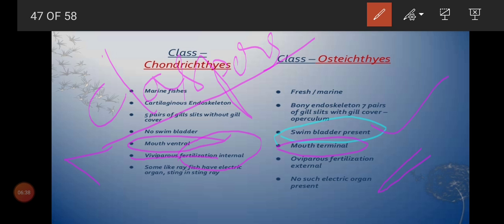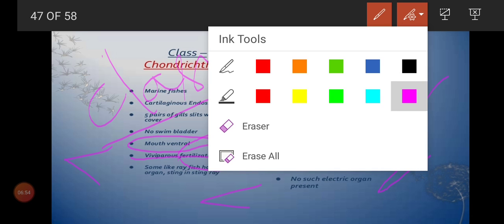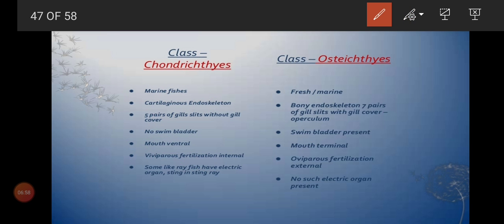of fishes. Normally males have pelvic fins, and the pelvic fins possess claspers. So this clasper helps in internal fertilization. The clasper is a hook-like structure which attaches to the female, helping to hold the female for internal fertilization. Is that clear?